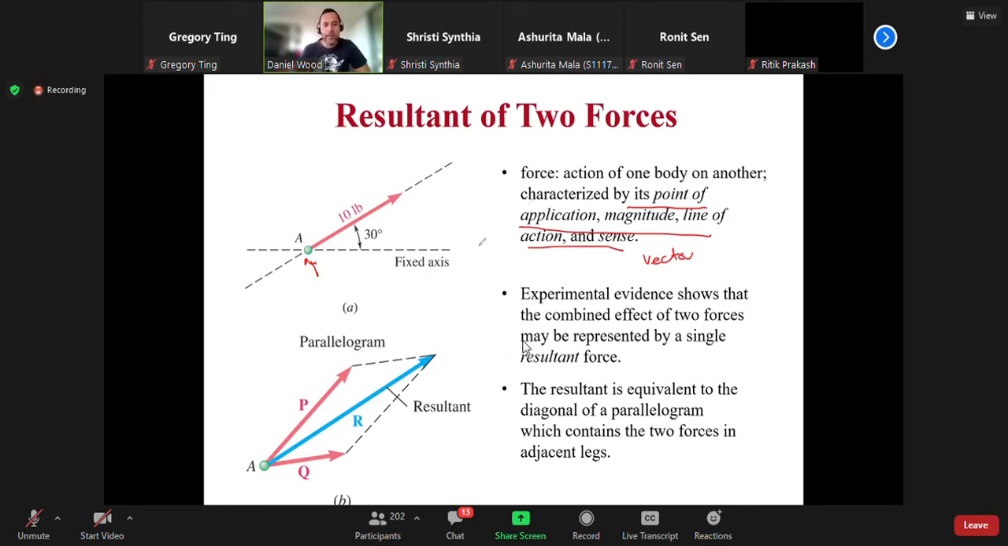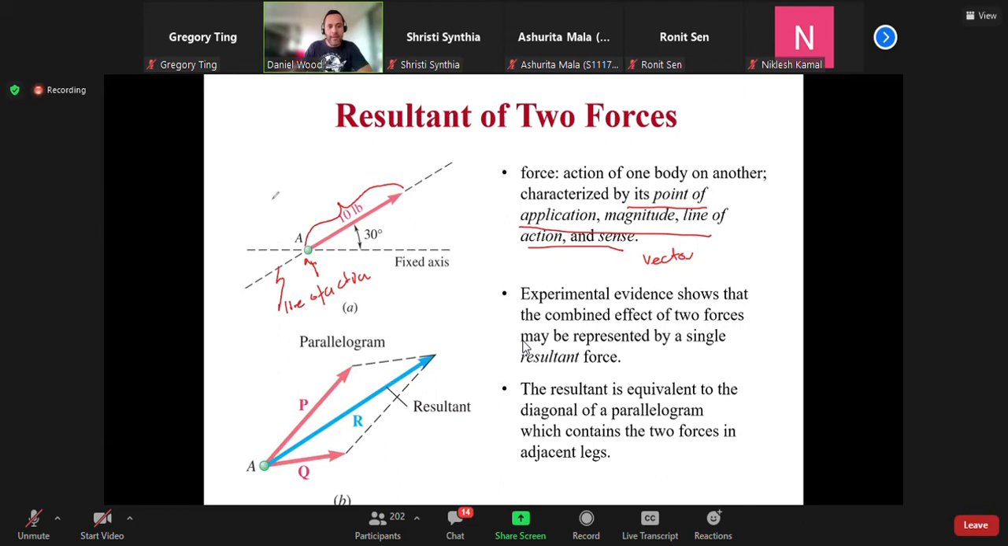Sense is direction. So the sense of this force could be tension, it could be compression, but I always say we've got the point of application, we've got the magnitude. This is the magnitude. We've got the line of action. The line of action is this dotted line. It's a line that extends to infinity, and it passes through the point of action or the point of application, and it goes to infinity.